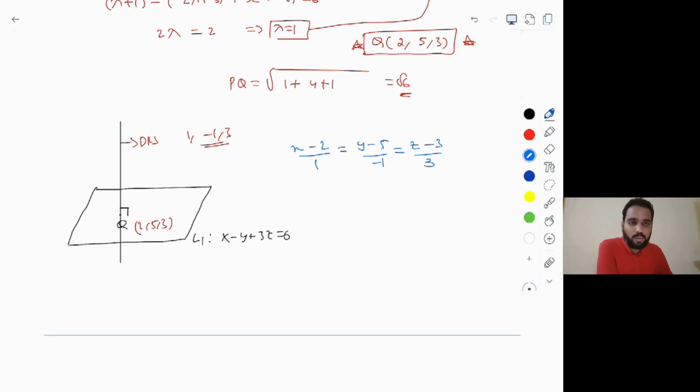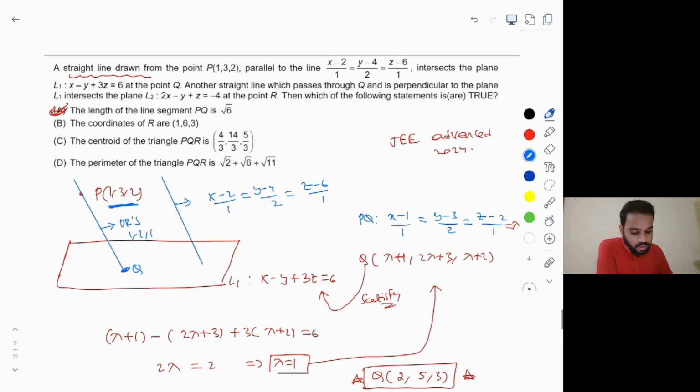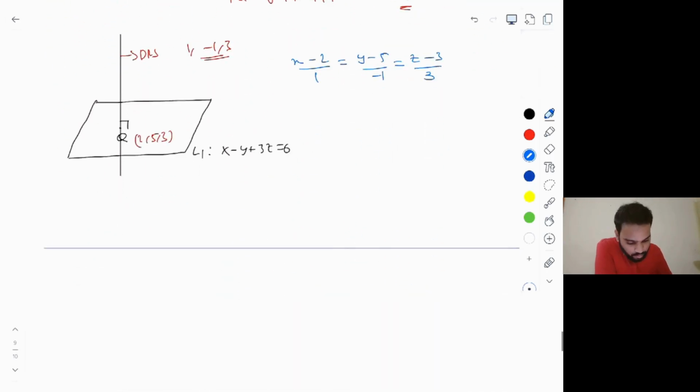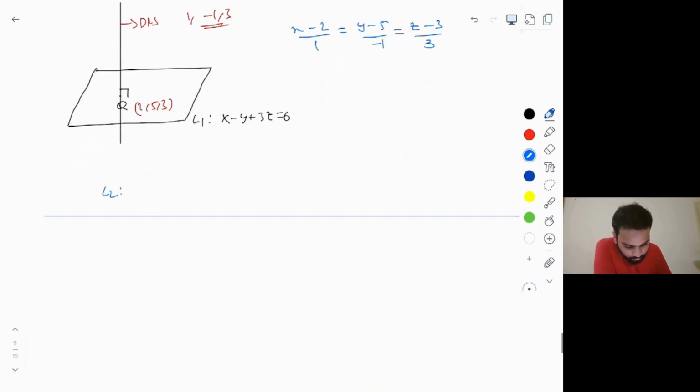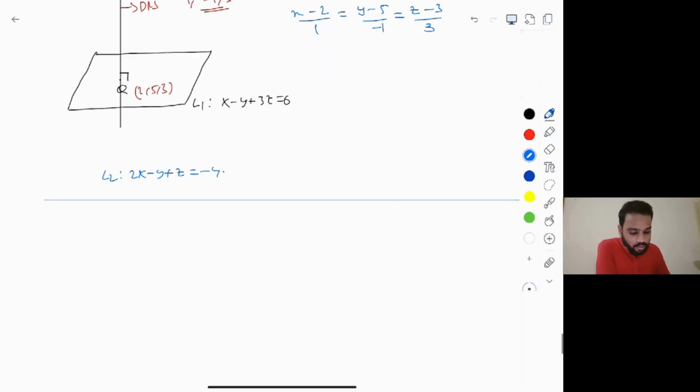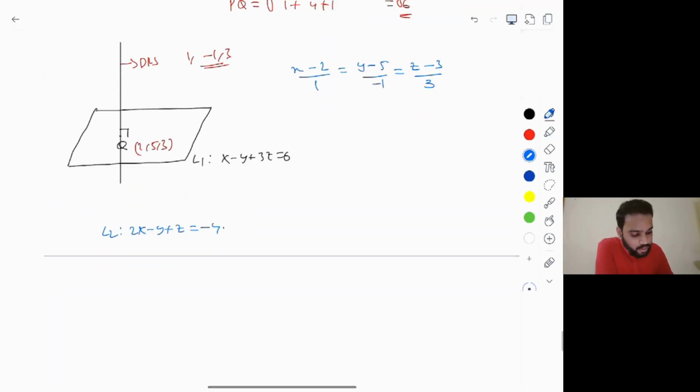Now you need to find out the point of intersection of this straight line with another plane L2. So let's note down the plane L2 here, which is 2x - y + z = -4. And once again, you need to solve this plane and the line. So what's your obvious idea? Again, take it as equal to some k, from which you get the general point as what? (x, y, z) = (k + 2, -k + 5, 3k + 3).